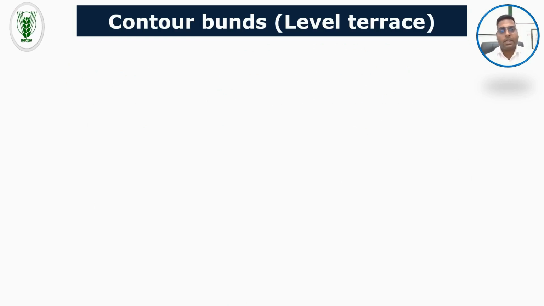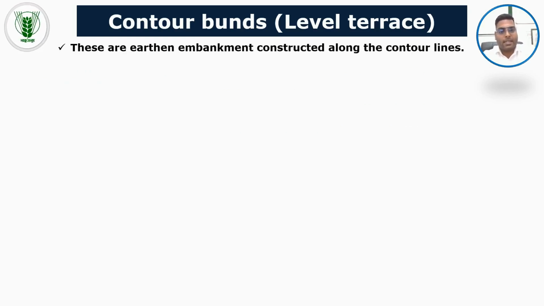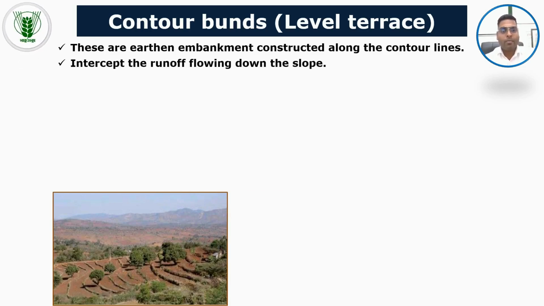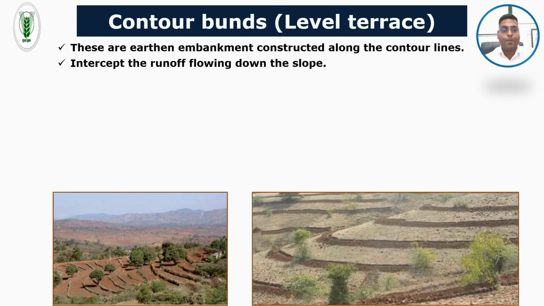Another approach is contour bunds, which are also known as level terraces. Contour bunds are earthen embankments constructed along the contour lines. They intercept the runoff flowing down the slope, and commonly 0.6 meter height is practiced in the ravine region of India. They are suitable where the slope is 2 to 6% and the average annual rainfall is less than 800 mm.